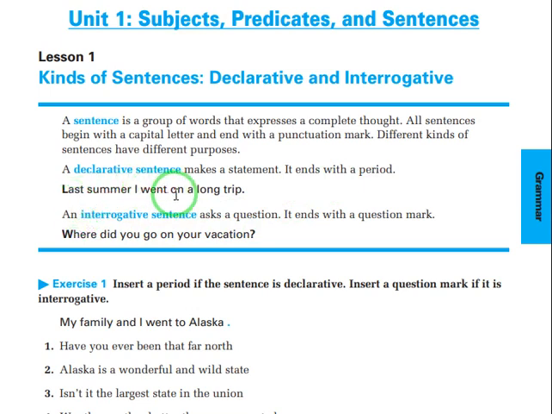Last summer, I went on a long trip. I'm declaring something, I'm saying something, or telling something. It ends up with a period.